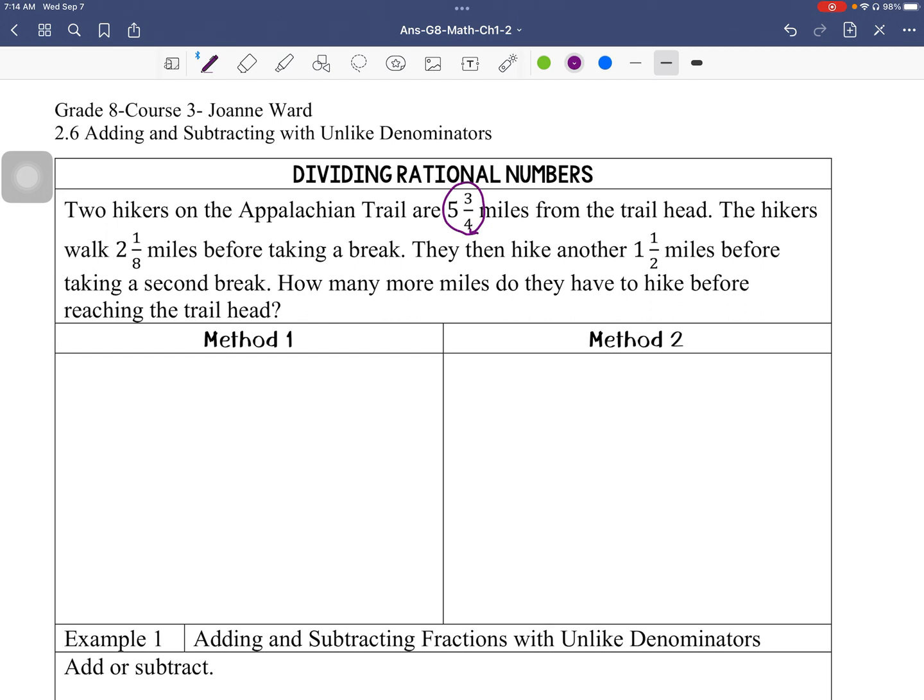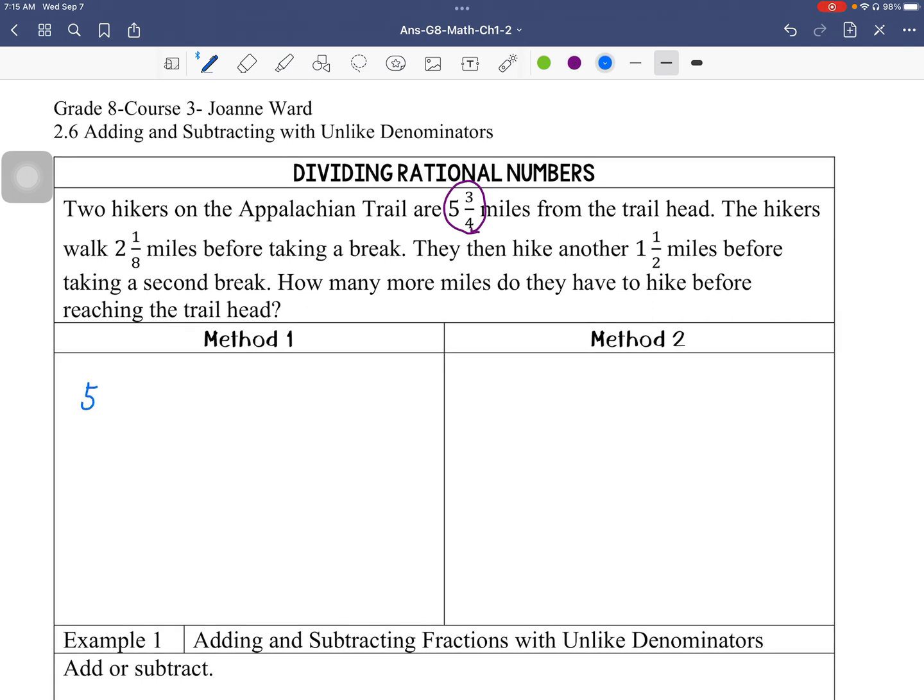So there are two methods here. The first method is to find a common denominator by multiplying one denominator by the other denominator. What I want to do is use 5 and 3/4, first minus 1.5, then minus 2 and 1/8. So this is what I'm trying to do. To reach the conclusion, there are methods that we can use.